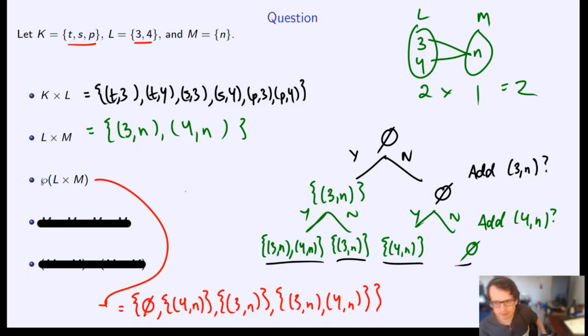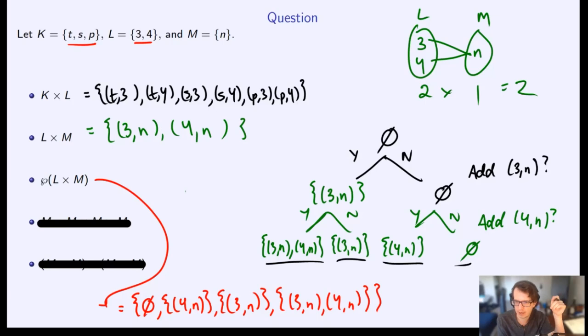But in terms of natural language, this is like saying, what are all the different combinations of particular subjects and objects we could have for a sentence, where there are, say, two possible subjects we could pick from and one possible object we could pick from. So it doesn't matter if n is repeated, we still write it as 3n, 4n. Yeah, this is just all possible pairs.